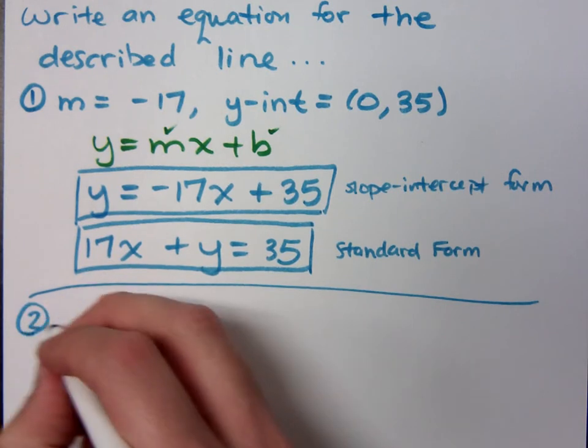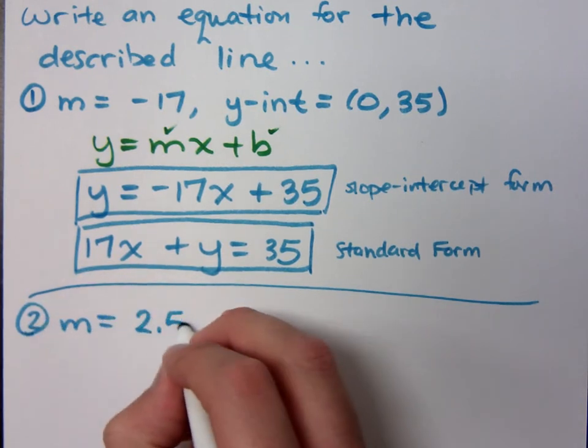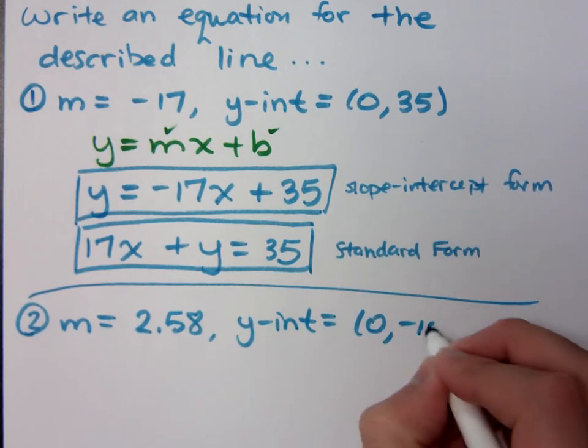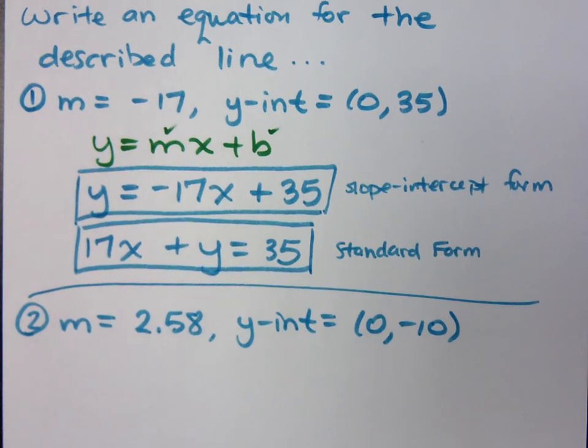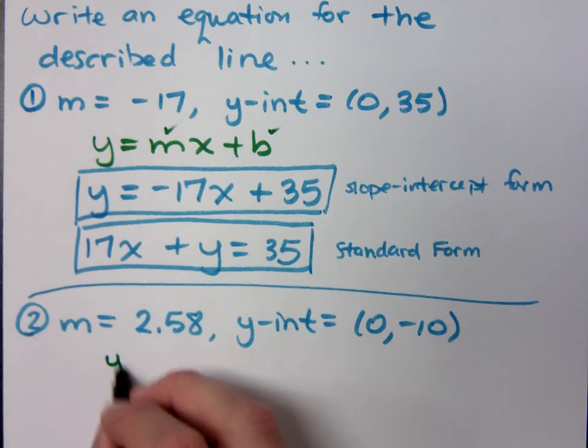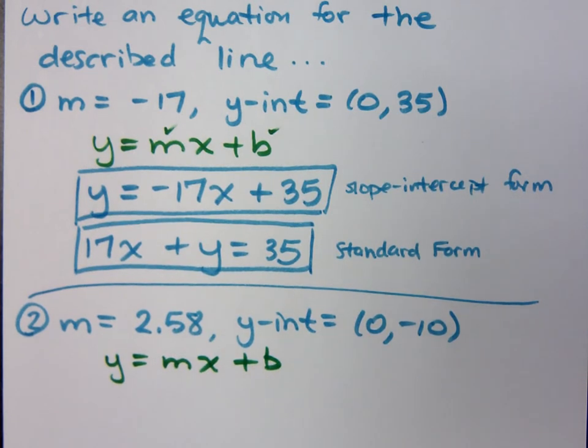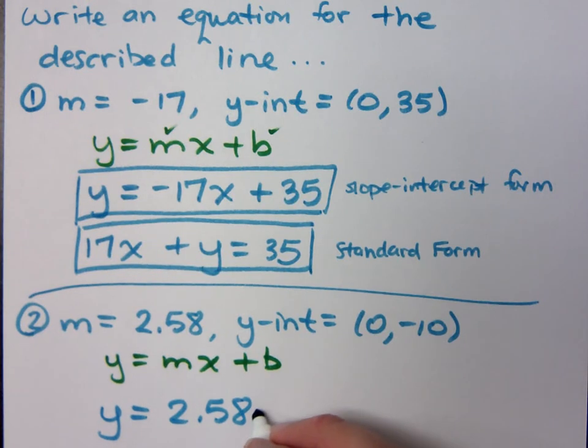What if I ask you this? If I say the slope is 2.58 and the y-intercept is (0, negative 10). Again, we want to work with the slope-intercept form, so y equals mx plus b. Y equals 2.58x plus negative 10, right, y equals 2.58x minus 10. Is that cool? All right.